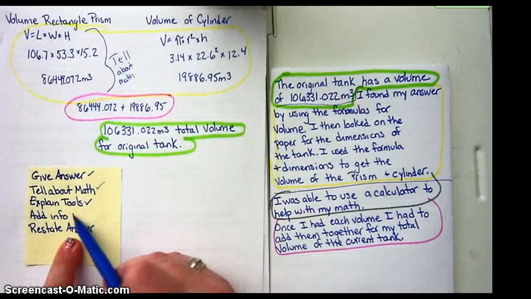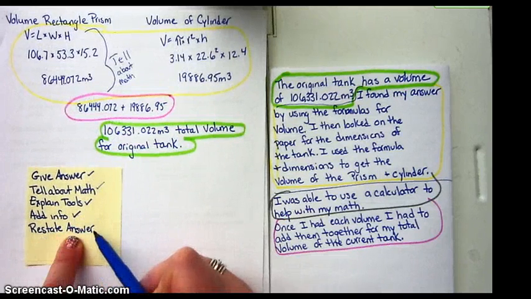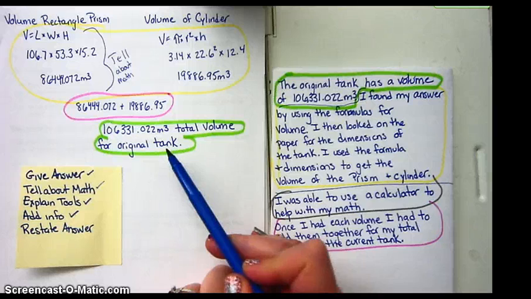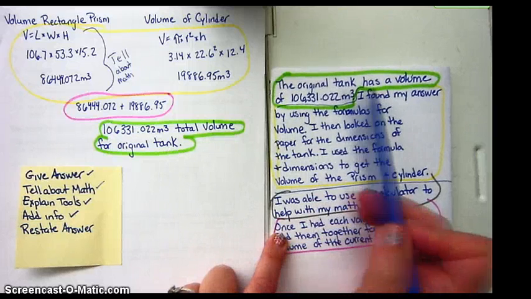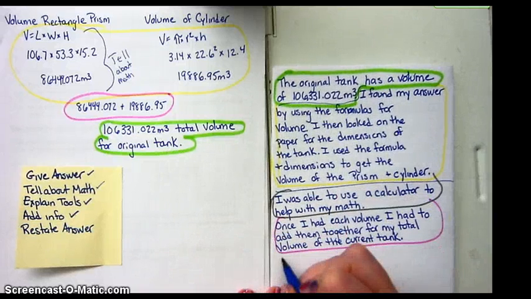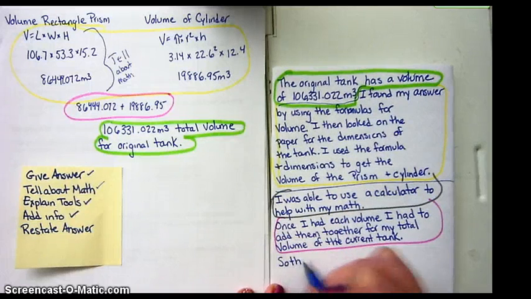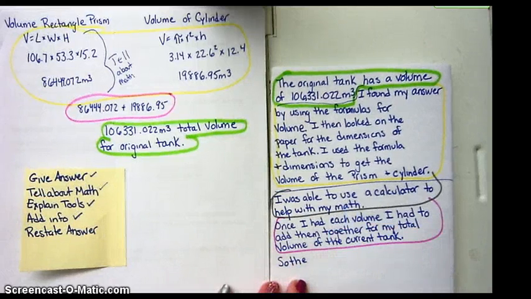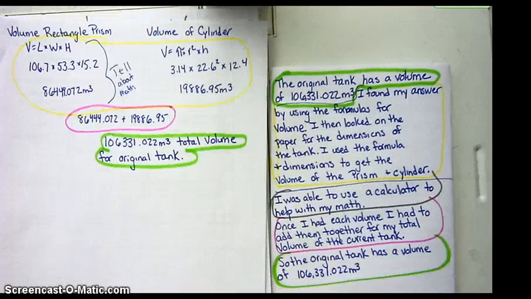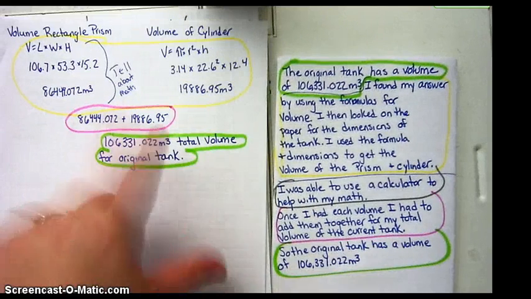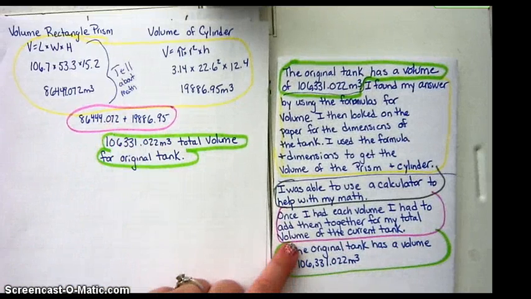My last step is to restate the answer. My answer is in green, so it's going to have something very similar. It's going to say, so the original tank has a volume of the same number. And that's how you can change all of your math work into written form.